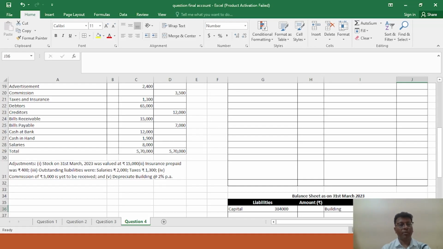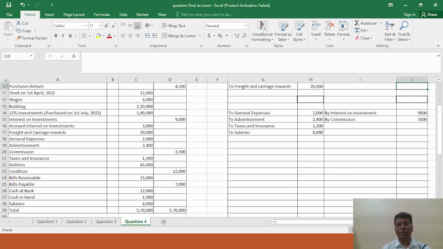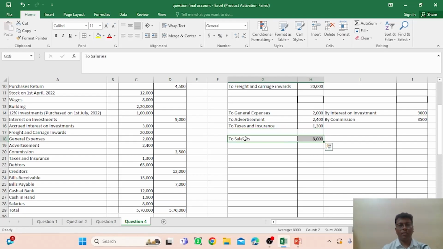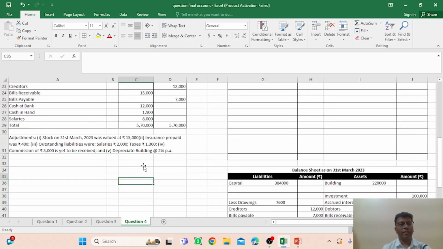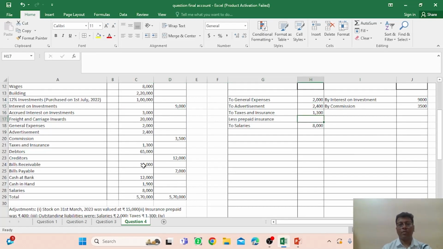Next adjustment is insurance prepaid 400, right? Insurance, taxes and insurance. Okay, then we have to write this amount here, and less prepaid insurance, that is how much? 400. Okay, so this amount is 400, and this amount should be written, sorry, 1300, and 900 will be written over there, right?